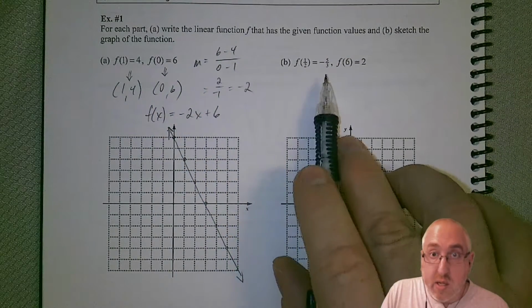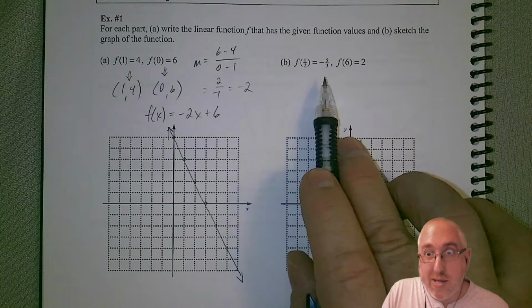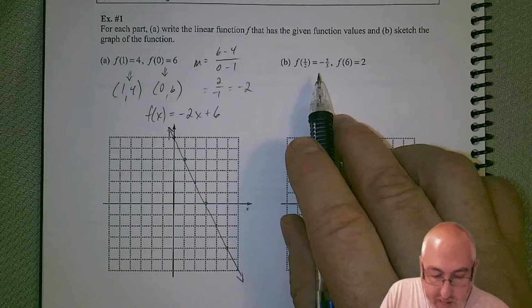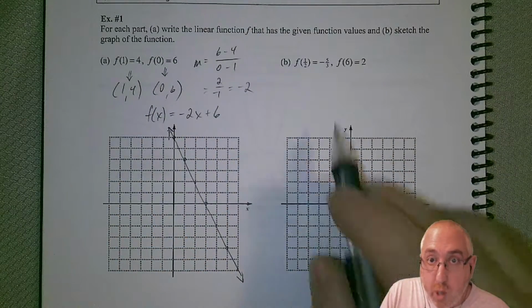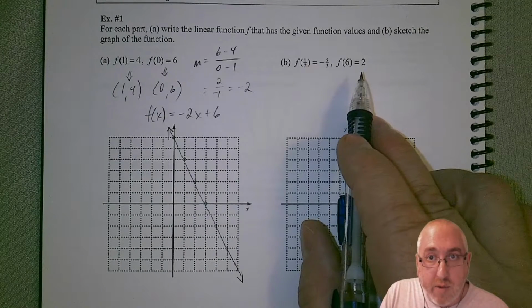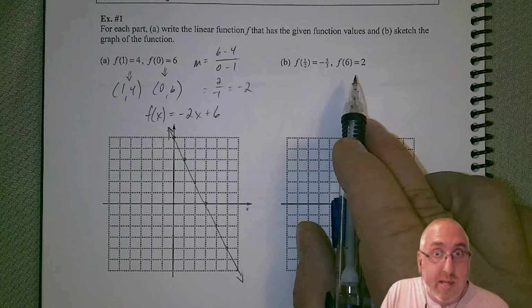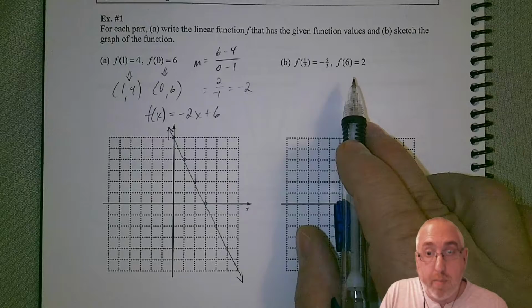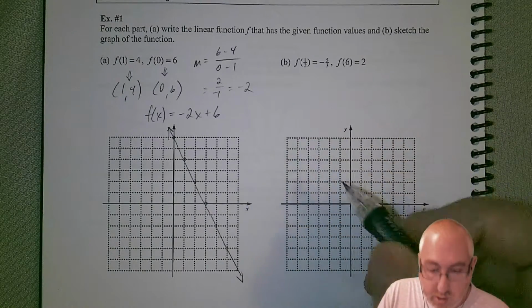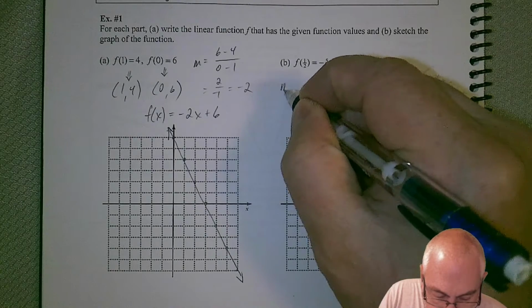Now this one is a little bit messier just because we have fractions, yay. But we can still do the same kind of things we did over here. So we know we have a couple of points. We don't have the y-intercept, so we're going to have to use one of these points and use the alternate form, the point-slope form, to find the equation of the line. But first we need the slope. So let's do that first.